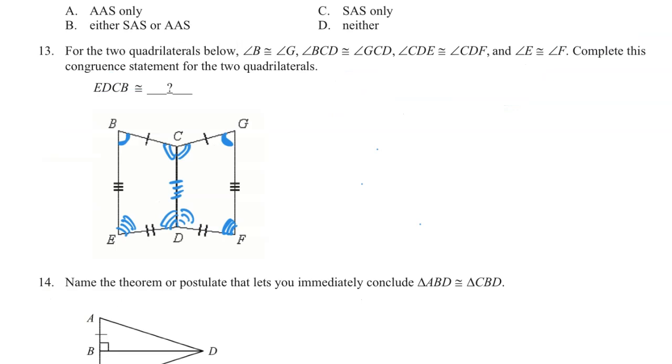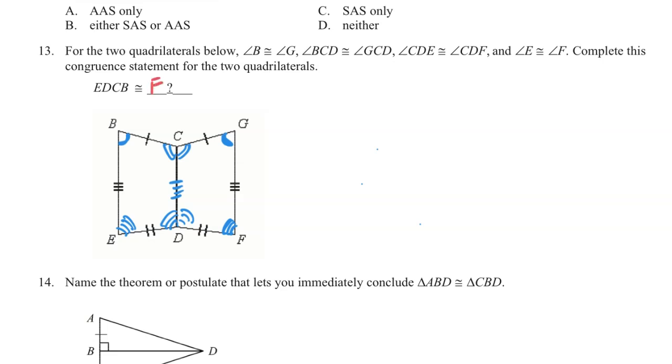For the two quadrilaterals below, angle B is congruent to angle G. Angle BCD is congruent to angle GCD. Angle CDE is congruent to angle CDF. And angle E is congruent to angle F. Complete the congruence statement. I know that E corresponds with F.